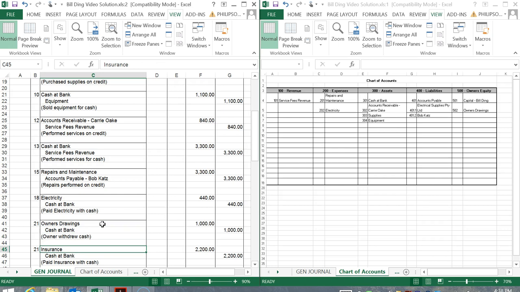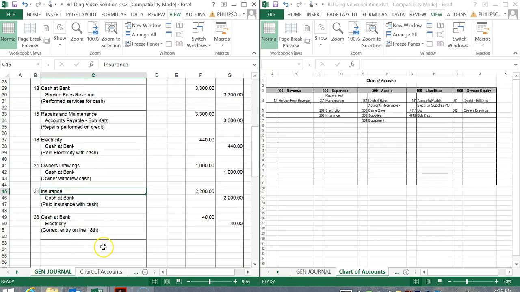Cash at bank. Okay, insurance we don't have, so we'll come over here, 203. Add that one in. Keep going down our list. Cash at bank we've got, cash at bank we've got, and electricity we've got as well. Very good. Okay, well that's all of our accounts that we've got there.